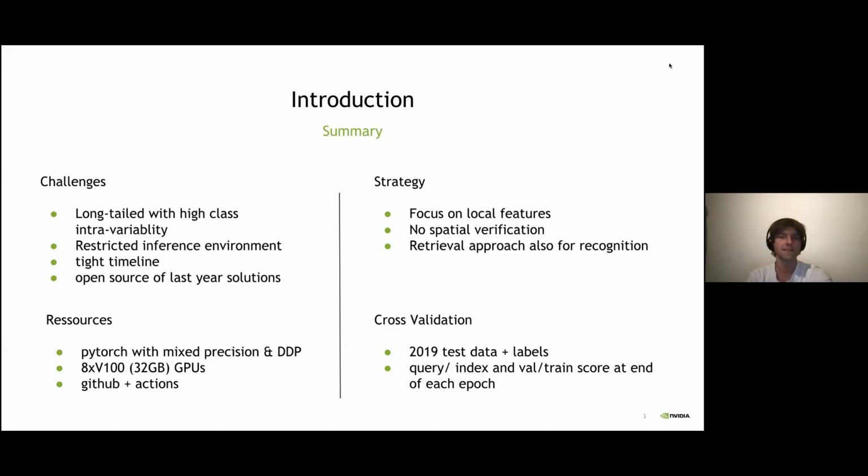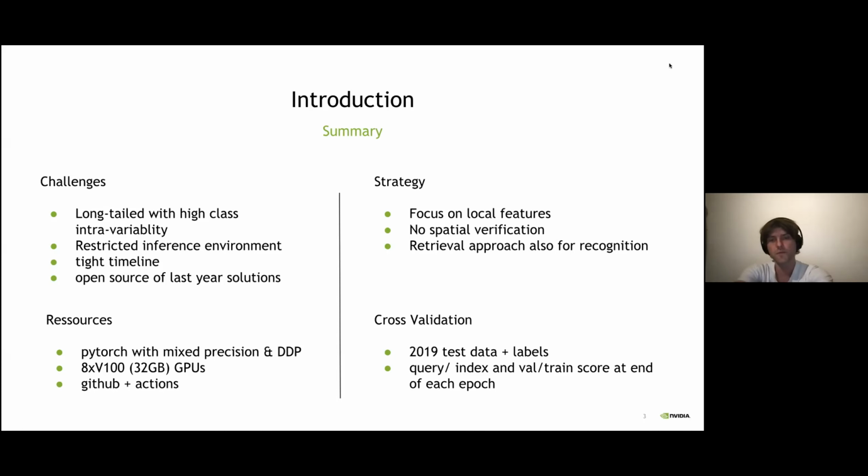So you can do a classic classification using a softmax layer, but you can also use a retrieval approach for the recognition challenge. And I think that was done by most teams also because it proved quite valuable last year. As resources, I used PyTorch with mixed precision and distributed data parallel on a DGX1, and I used GitHub and GitHub Actions to basically synchronize my local code with the Kaggle environment, so I don't need to set up anything there.